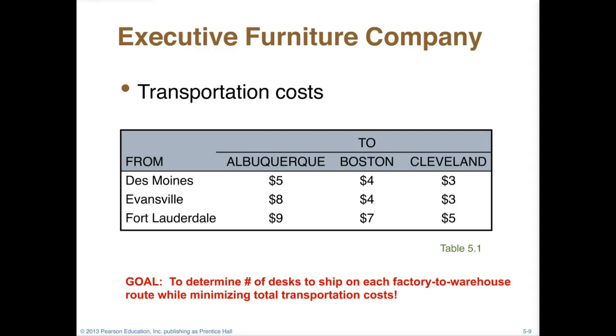And again, our goal in this case, we're actually talking about shipping desks from the factories to the destination locations to our end customer. So we want to determine the number of desks to ship on each factory to warehouse route while minimizing the total transportation costs. So again, our goal here is to get as much product out, or in this case, all 700 units, from factory to destination location by spending the least amount of money as possible.